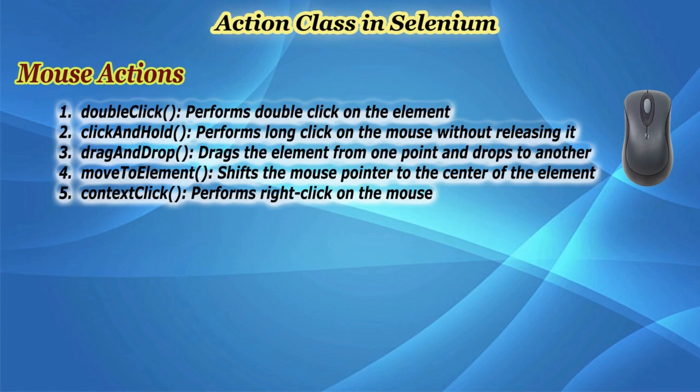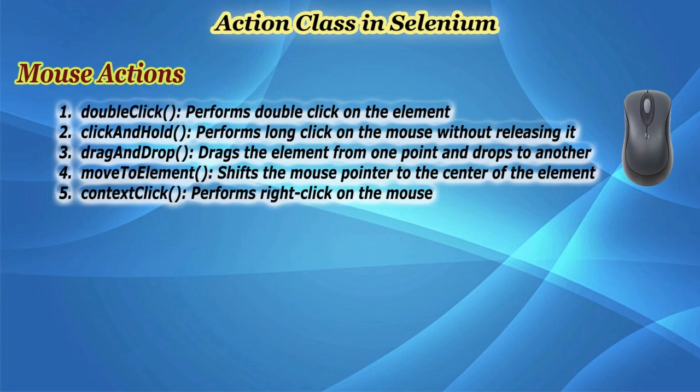And the third one is click and hold. What it performs is a long click on the mouse without releasing it. We just hold the particular element using a mouse click, right? That can be achieved through click and hold. Drag and drop means if you want to drag a particular image or some dropbox values from one place to another, you can use the drag and drop method. We'll see all this with an example, so please be focused.